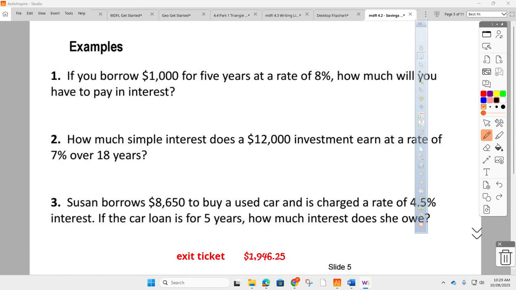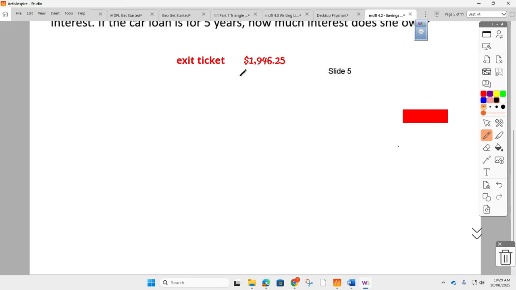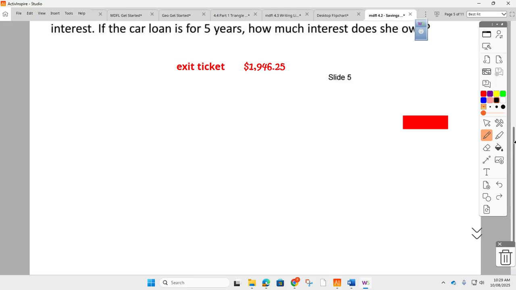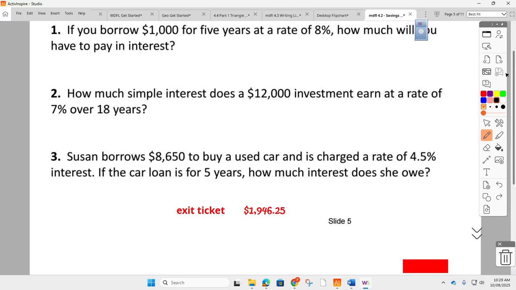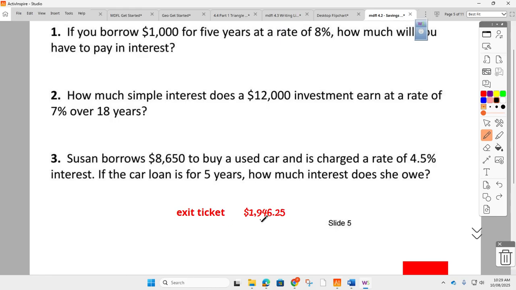All right, so we're going over the exit problems 4.2. The first one is actually number 3, so you can find it in your notes. $1,946.25. So I want you to check and make sure that you got it right.